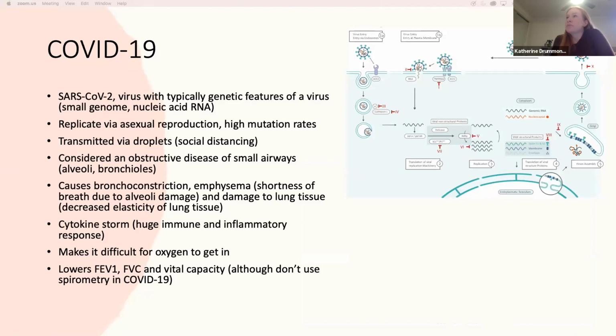Okay, so one of those respiratory diseases is obviously COVID-19. I'm sure you all know a lot about it. It's a kind of virus with pretty typical genetic features for a virus. It has a small genome and its nucleic acid is RNA. It replicates via asexual reproduction in the host cells, and it has really, really high mutation rates.